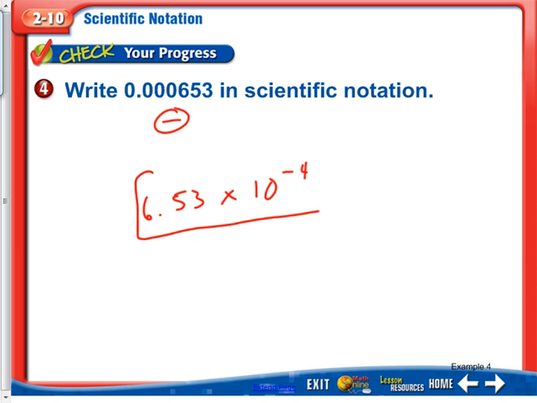Okay? Now again, you can always check it by going the other way. So remove it 1, 2, 3, 4. You'd have 3 zeros, so that's 1, 2, 3 zeros.